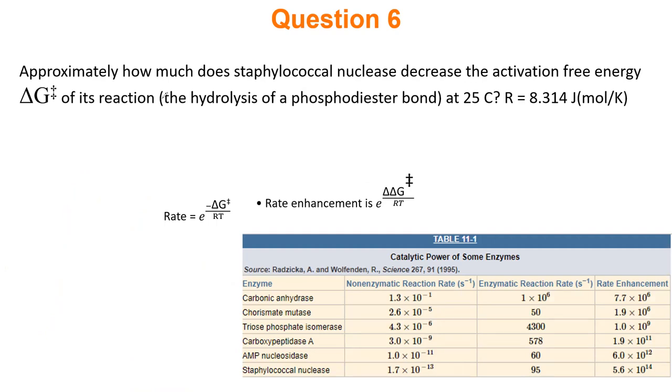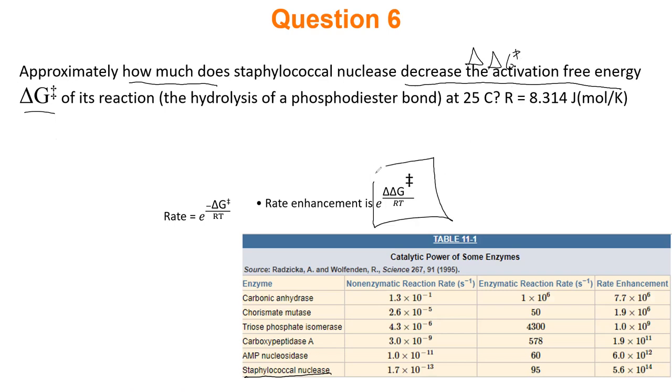So here we have, how much does streptococcal nuclease decrease the activation free energy, delta G double dagger, of its reaction, which is breaking a phosphodiester bond at 25C, if R is given here. Okay, so we have to find staph nuclease on this graph. Here it is. And we are trying to figure out what is delta G double dagger. Because we want to know how much it decreases the activation free energy, so we're asking for the change in delta G double dagger.